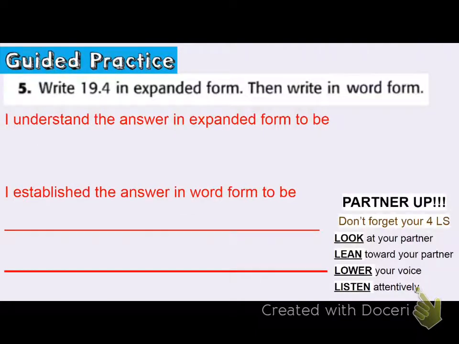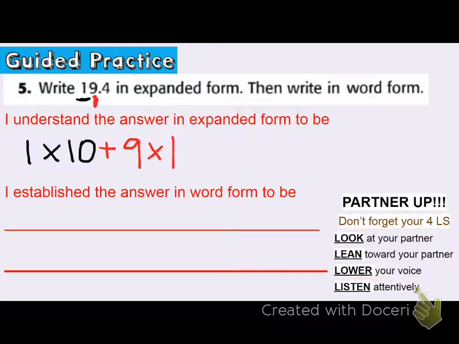All right, guided practice number 5. Write 19 and 4/10 in expanded form. Then write it in word form. Well, I have to show the value first. Step 1, find the value of each digit. Well, the 1 is in the tens place, so I know that I can write 1 times 10 to equal this 1. The next digit is a 9, and I can see the 9 is actually in the ones place. So I have 9 times 1.